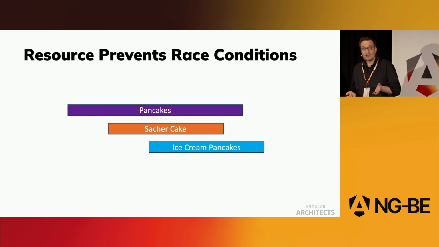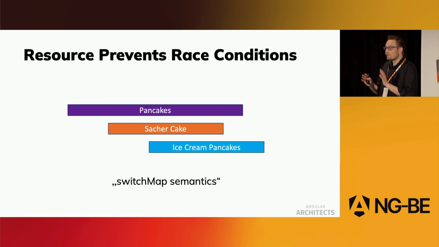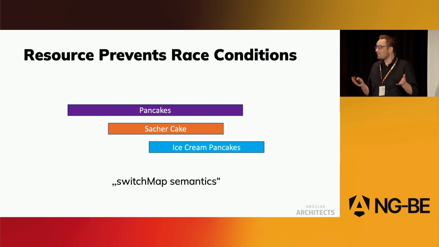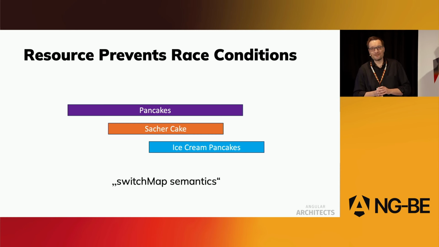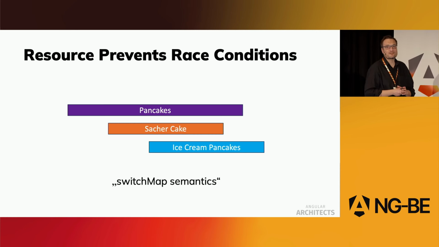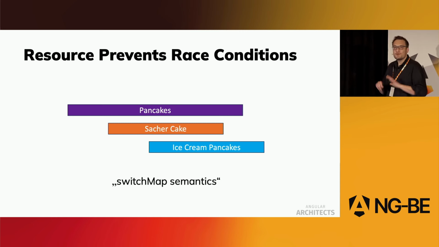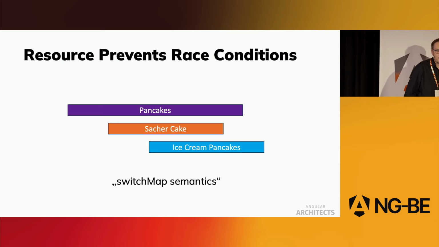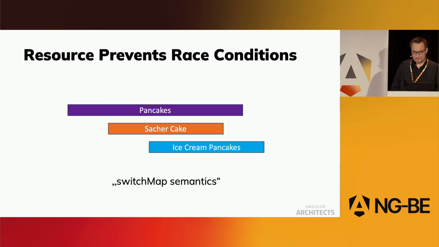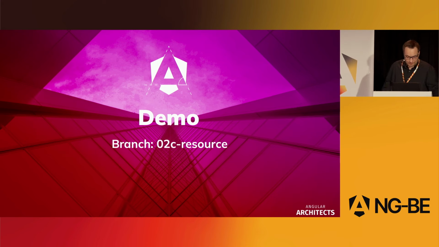In traditional Angular, with RxJS, we solve this issue usually with a switch map. And the resource API also has the same semantics baked in. The resource API always uses switch map semantic for loading data. So this is one issue we don't need to think about anymore. It's solved underneath the covers. Let me show you an example for this.